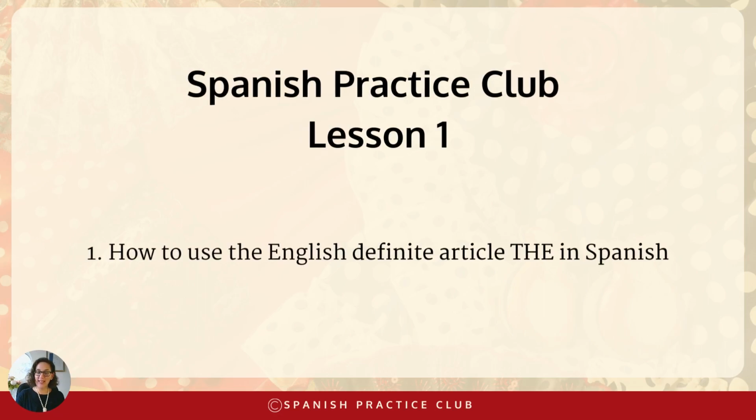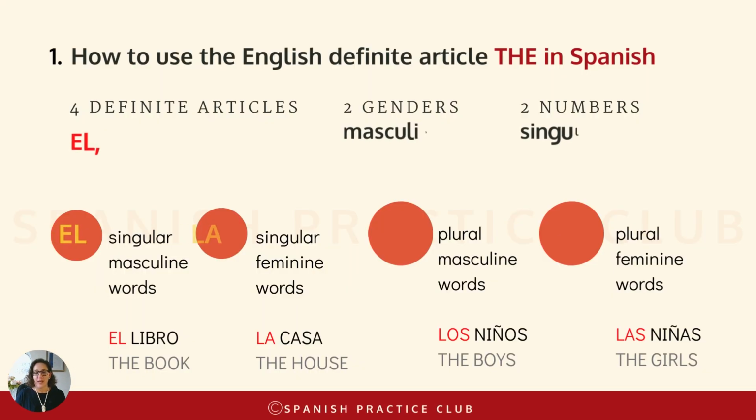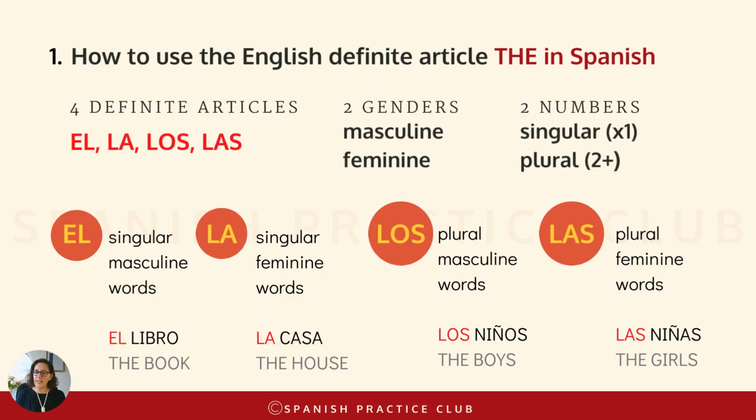So let's have a look and see the first part of lesson number 1, how to use the English definite article the in Spanish. The Spanish language has 4 definite articles, and I will explain the reason for that.